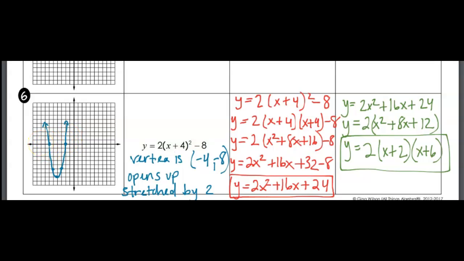So we have a lot of different forms that we can use, factored form, transformation, or vertex form, and then standard form. And the idea is that we want to be able to use the one that gives us the most information that we're looking for, and that's what some of our practice will be about today.